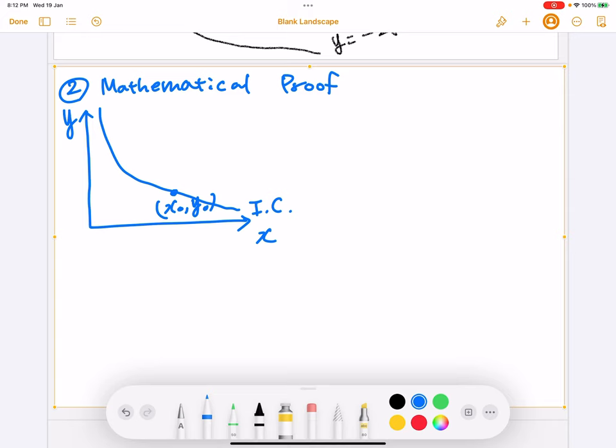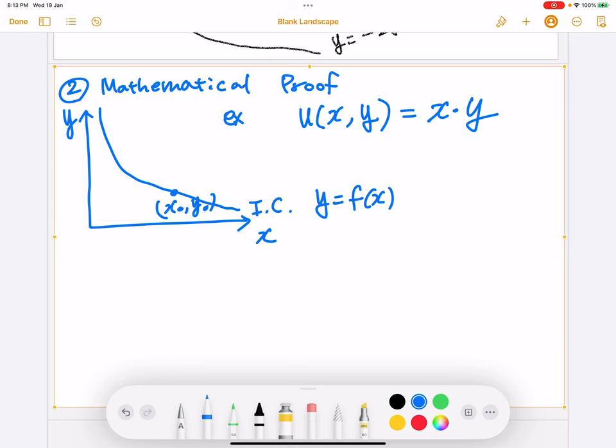If you know your utility function, you can also find the function for your indifference curve. You can represent your indifference curve function in terms of y equals f(x). For example, let's assume that your utility is U(x,y) equals x times y. I'm going to show you how you can have this indifference curve function expressed as y equals f(x). How can you find this?